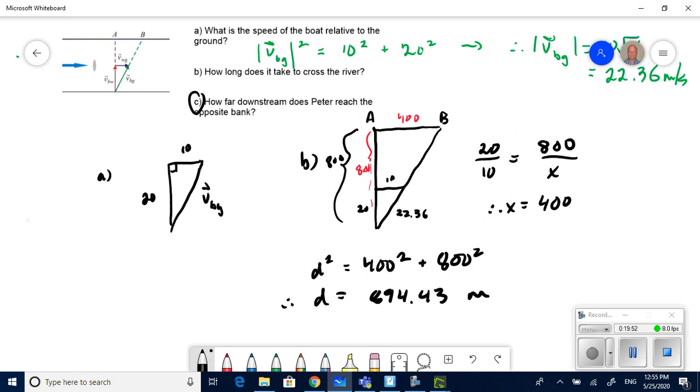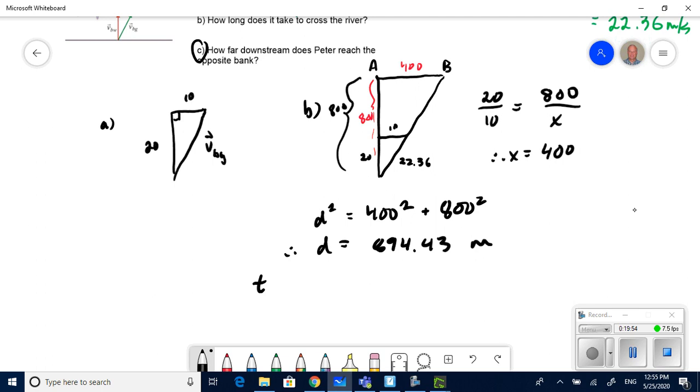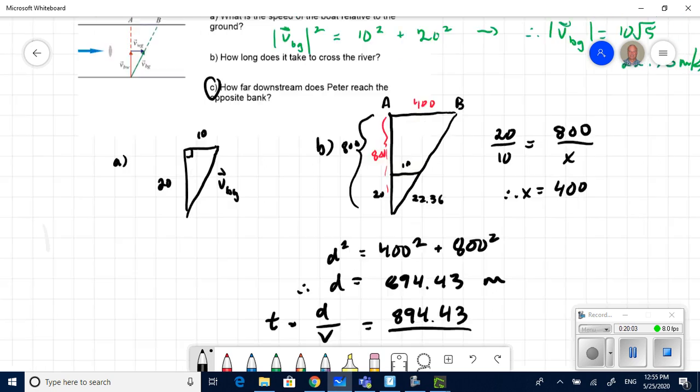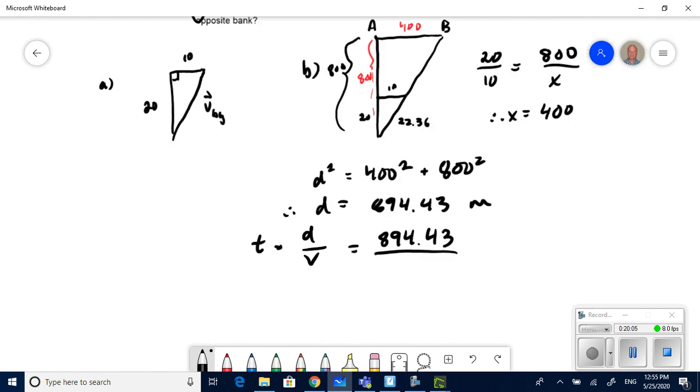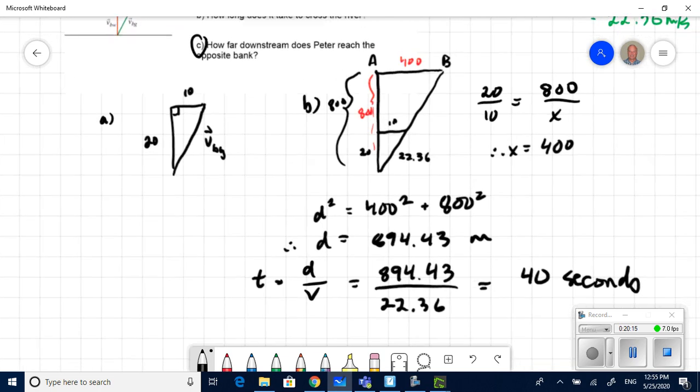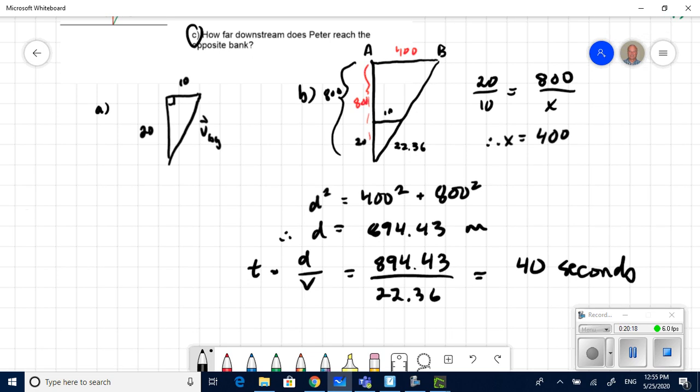So the time it takes to cross the river, when I travel a distance and I go with a certain velocity, my velocity was 22.36, I get approximately 40 seconds. I think it's exactly, and I think you guys probably see how this kind of relates to similar triangles here.